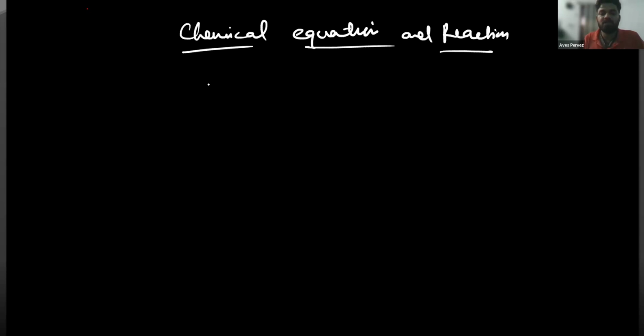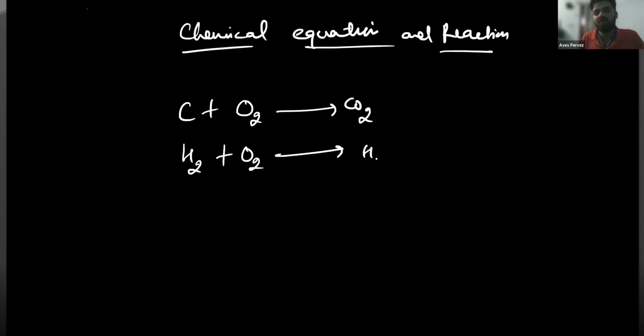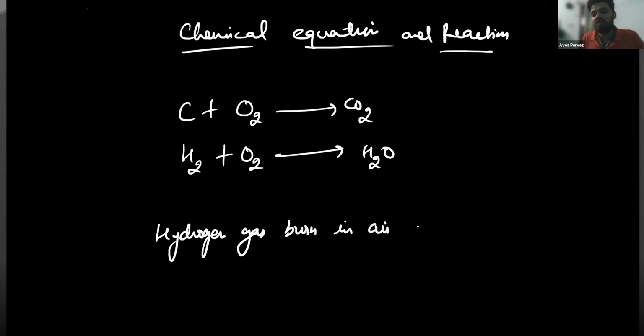If you write any chemical change, for example, I know that you will be very much familiar with what a chemical change is, and what a physical change is. For example, if you are burning coal, it gives you C. Coal is carbon, C plus O2 gives you CO2. This is a chemical change. Burning hydrogen gas in air to give water, this is a chemical change. So if you write it, hydrogen gas burns in air to give water.